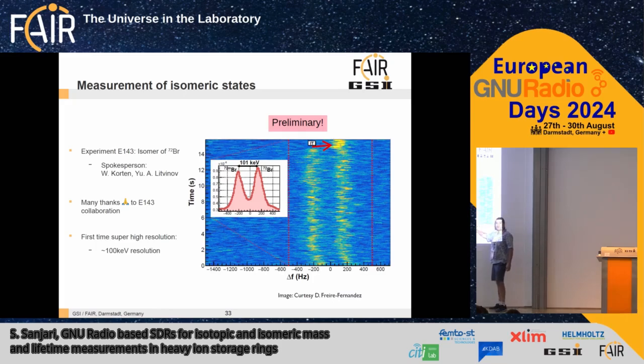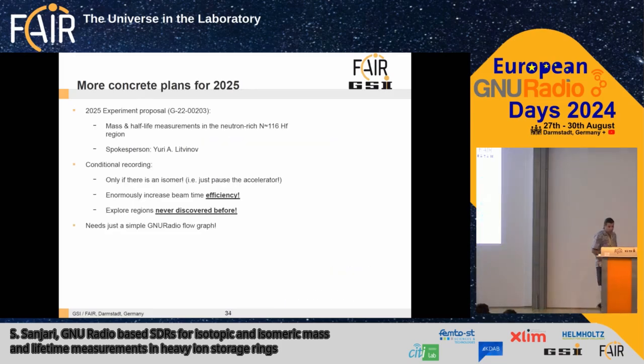What we want to do is monitor to see if, so this is the ground state, and this is the isomeric state. Sometimes it comes, sometimes it doesn't come. So for that, we need GNU Radio. Why? Because for the 2025 experiment proposal, my boss, Yuri, came to me and said, we are going to hunt for a very rare isomer, because the probability of production is very low.